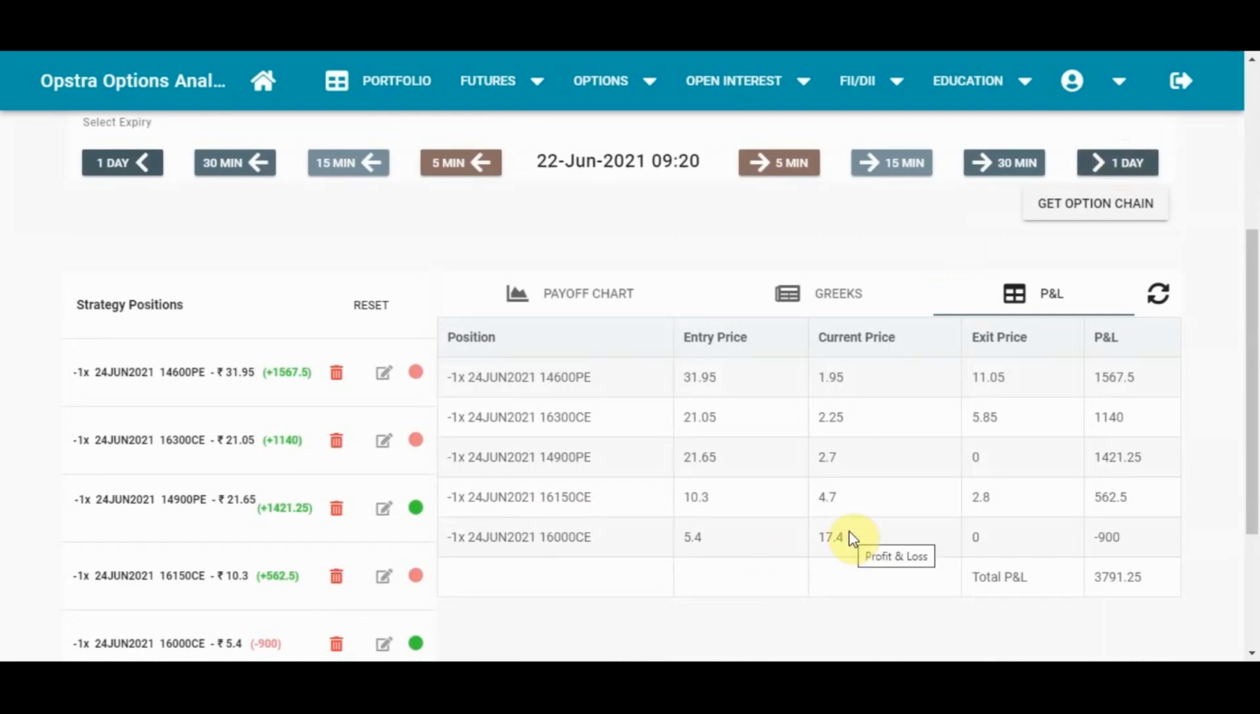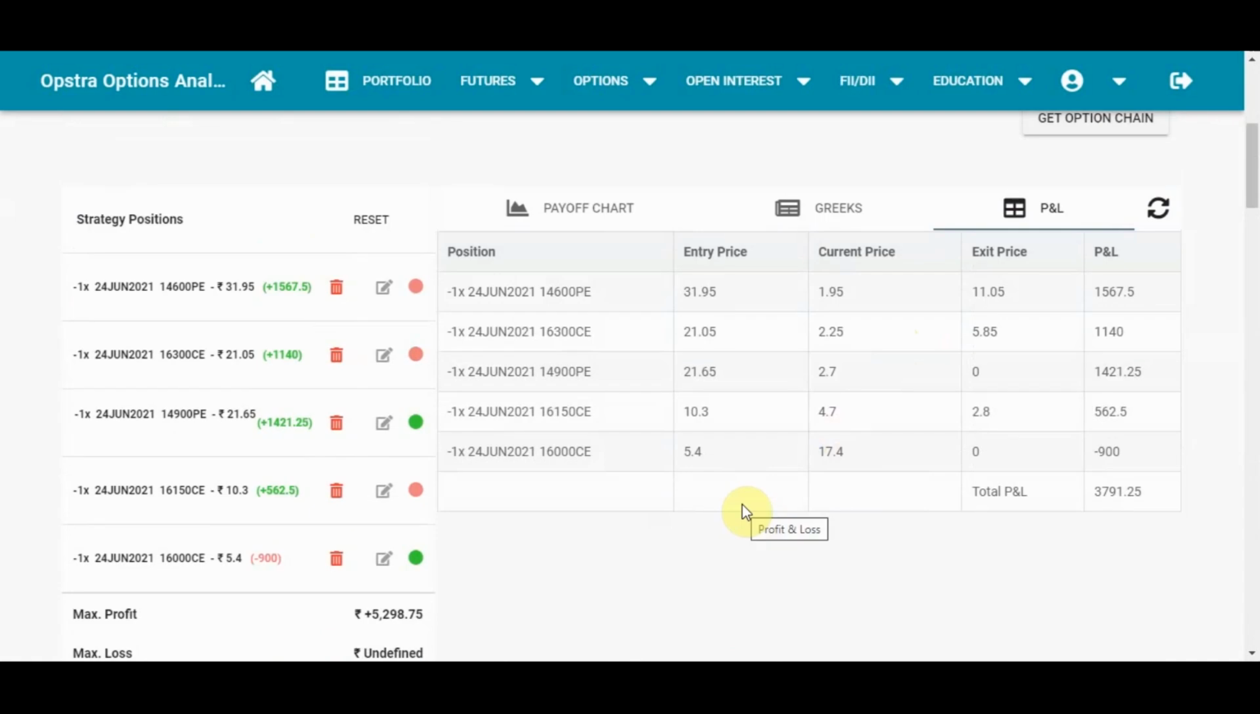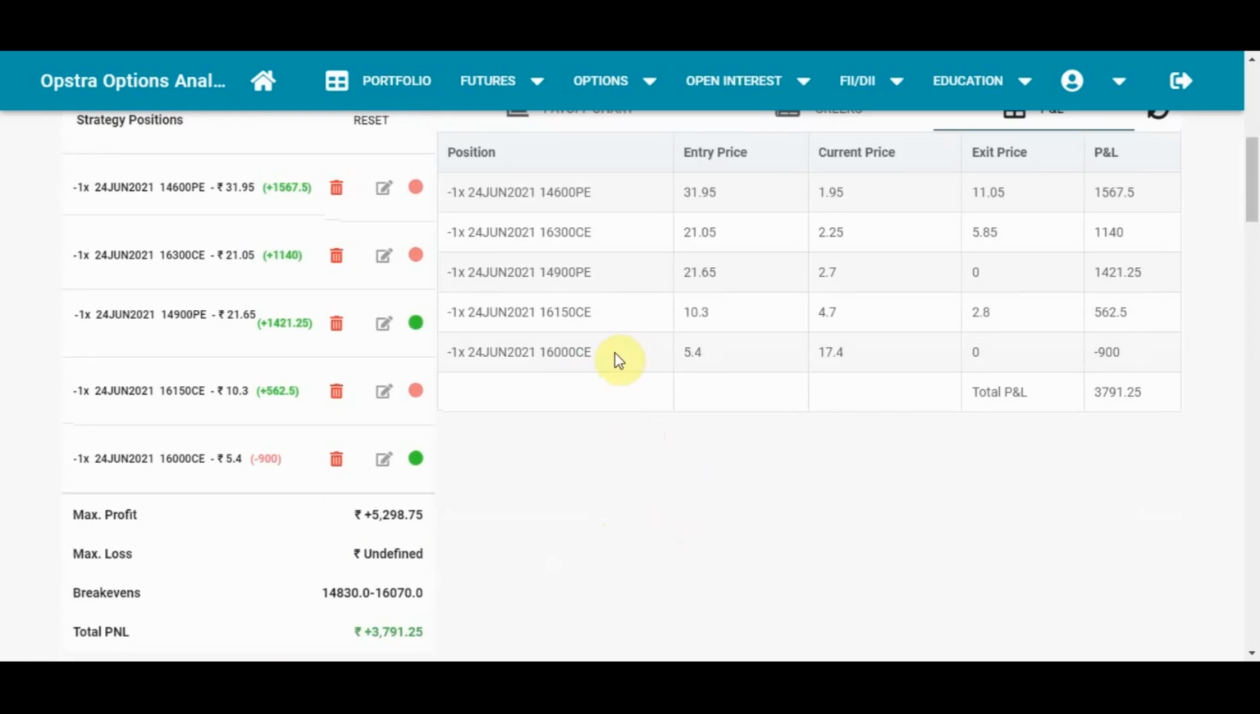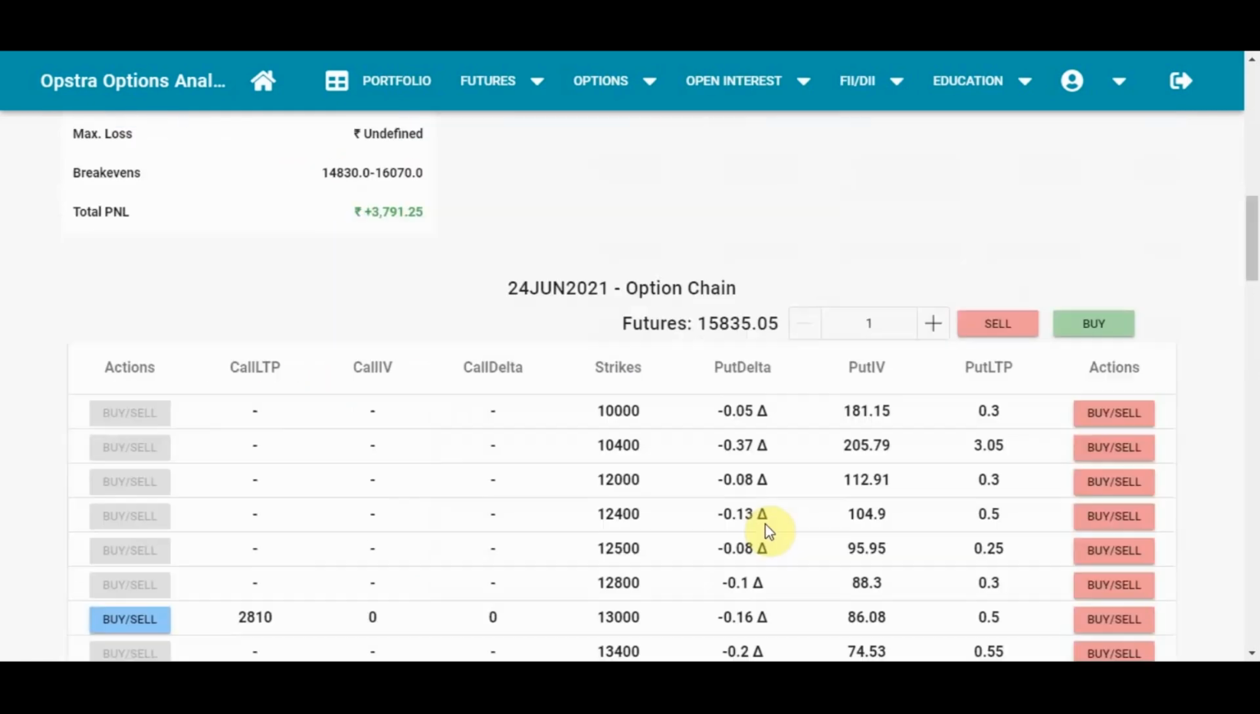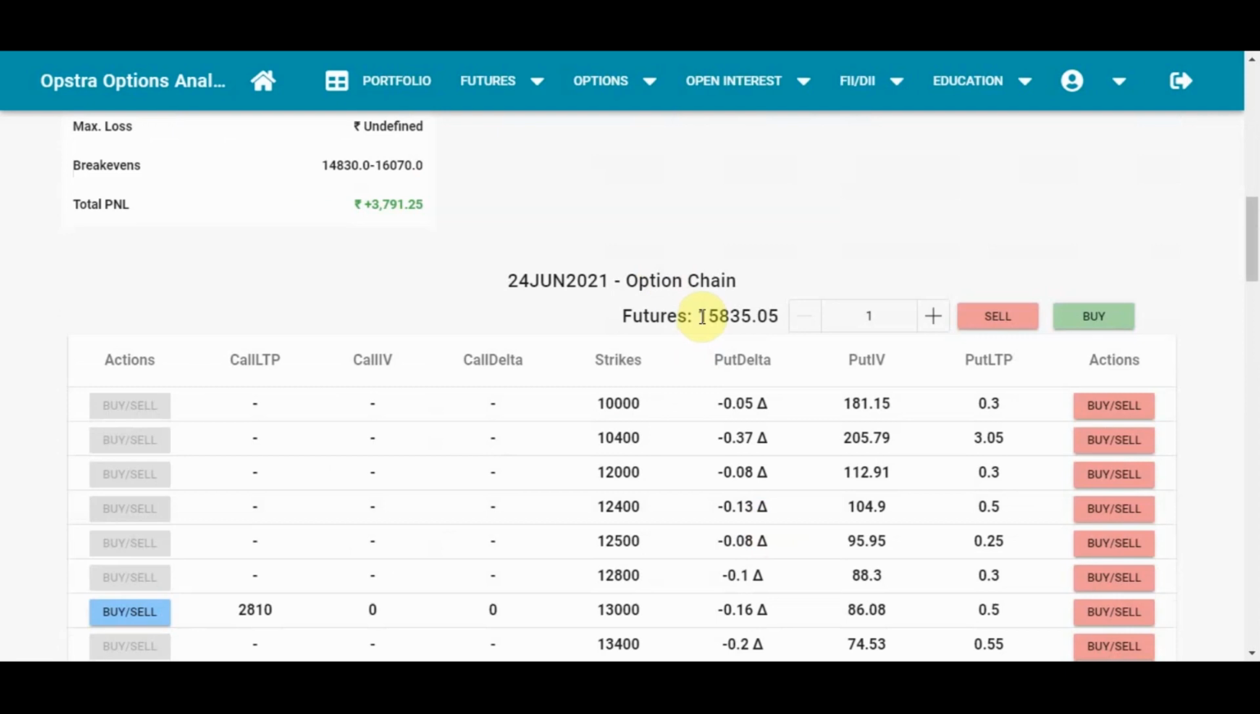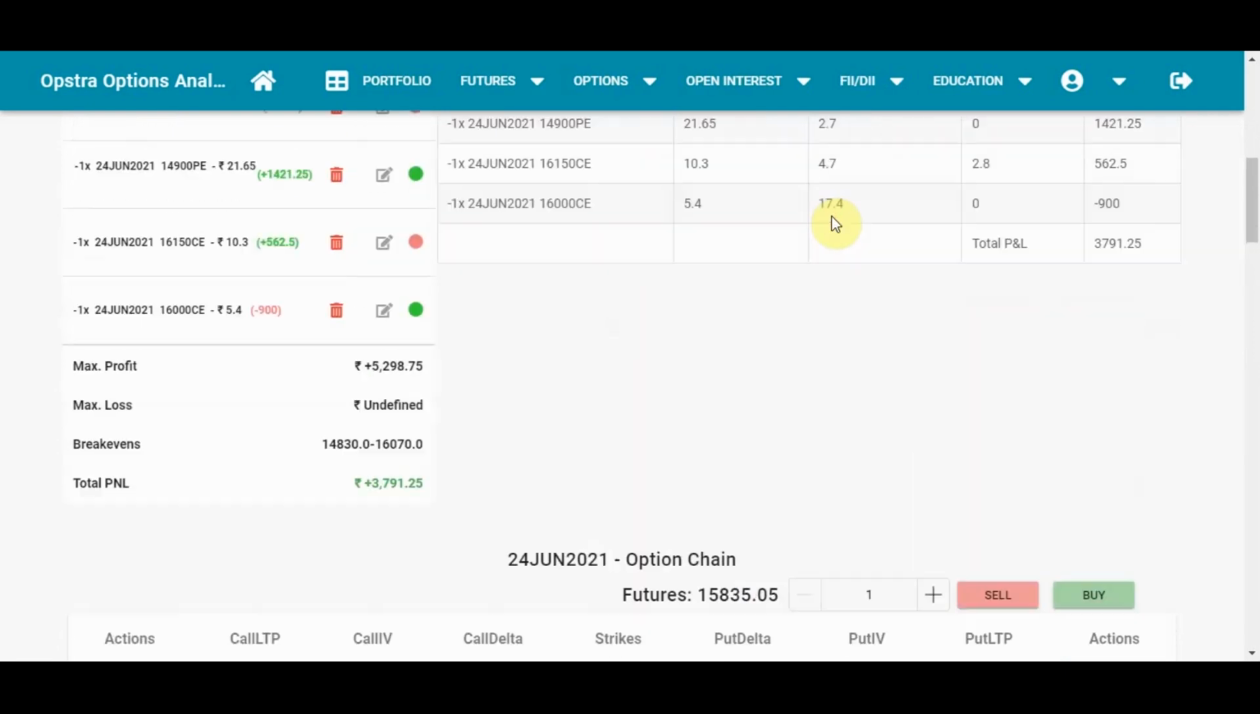Here we can see the calls have drastically spiked up. It is trading at 17 rupees. So now we can do two things. Either we can book the loss in the call, which has spiked up, or we can adjust. I'll prefer to adjust since the 16,000 call option is quite OTM. As we can see, the futures is trading at 15,835. So it makes sense to roll up my puts.